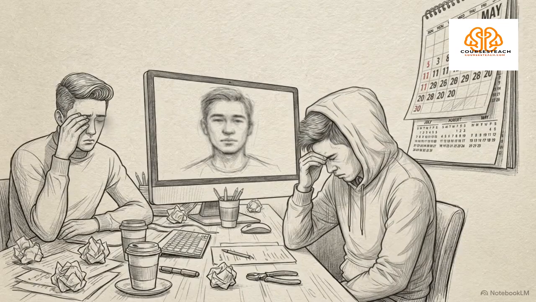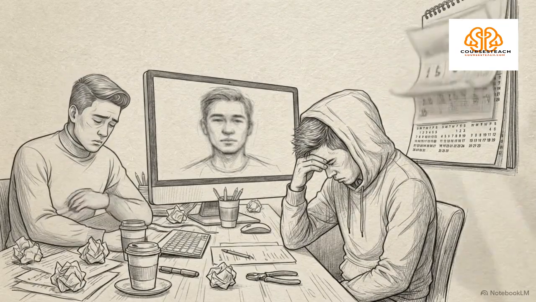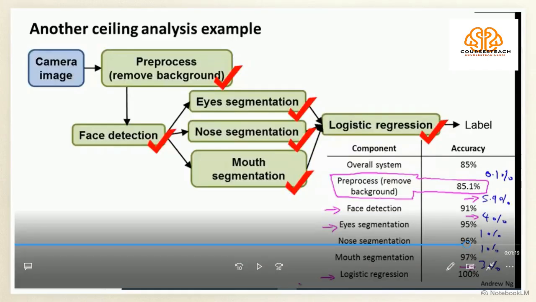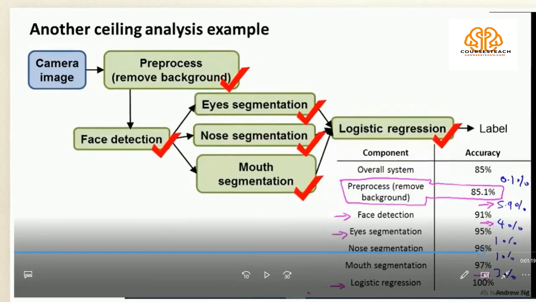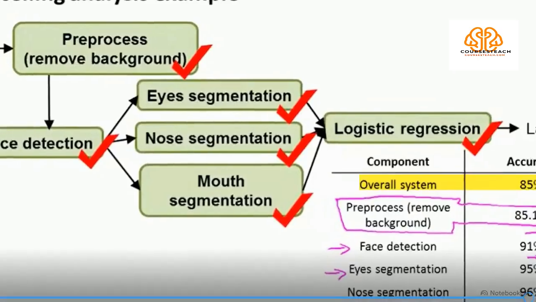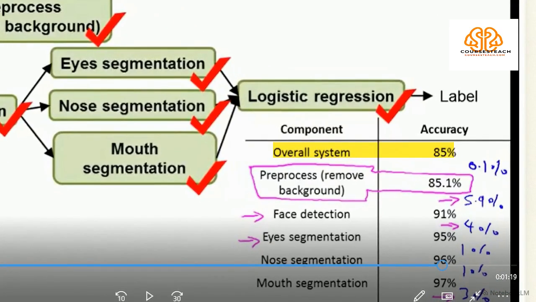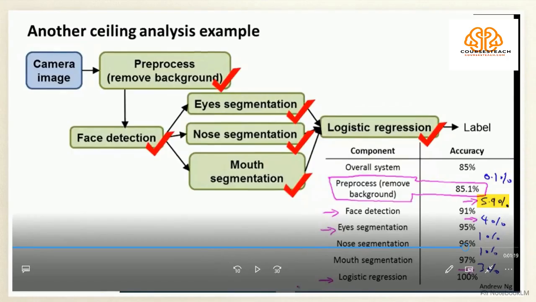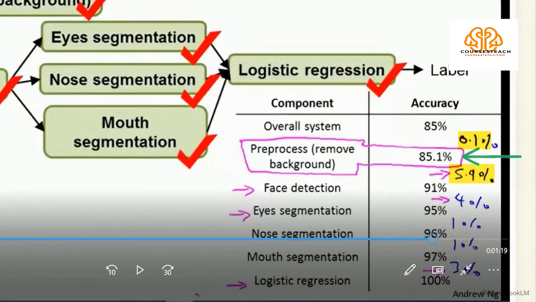Let's go back to those two engineers from the beginning, the ones who spent 18 months trying to recognize human faces. This diagram maps out the actual steps of their face-reading software. Their pipeline started by taking the camera image, removing the background, and then detecting the face. Before writing any new code, their overall system was working at 85% accuracy. If they ran a ceiling analysis, they'd manually scrub backgrounds from test photos using Photoshop. The math shows the hard truth. Even with a perfect background remover, the system's accuracy reaches only 85.1%, an improvement of just 0.1%.